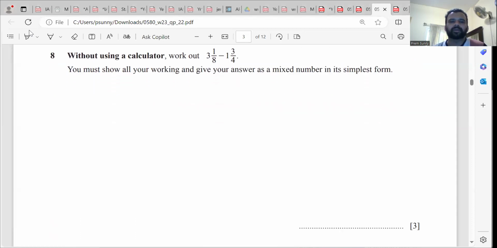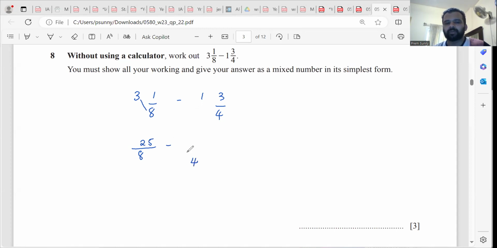Without using a calculator, work out 3 and 1 by 8 minus 1 and 3 by 4. So we should not use calculator. So this mixed number, we can change it into normal fraction. So 3 times 8, denominator will be 8 itself. 3 times 8, we multiply 3 and 8, that will give me 24. 24 plus 1 is 25.